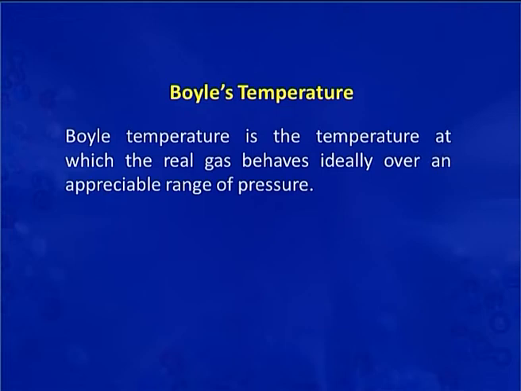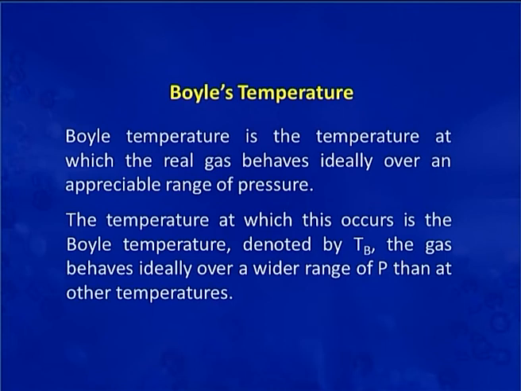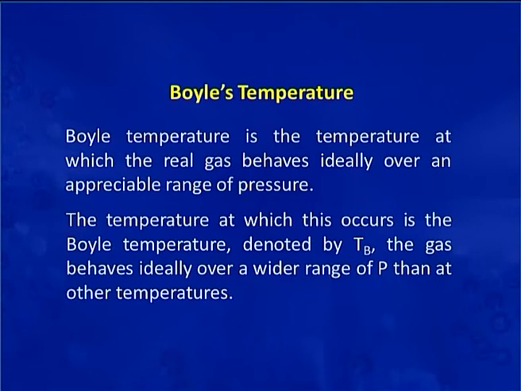So, what is this Boyle temperature? Boyle temperature is the temperature at which real gases behave ideally over an appreciable range of pressure. Ideal gases strictly follow Boyle's and Charles' law. So, in this range real gases are showing ideal character. This temperature is known as Boyle's temperature. It is denoted by TB.